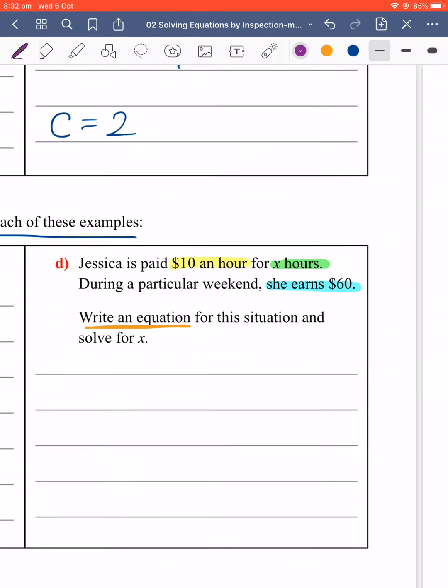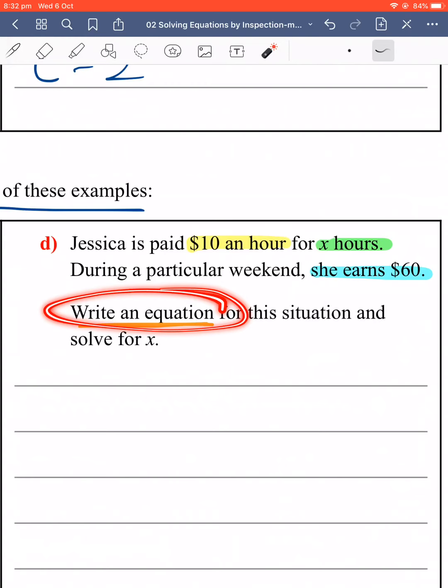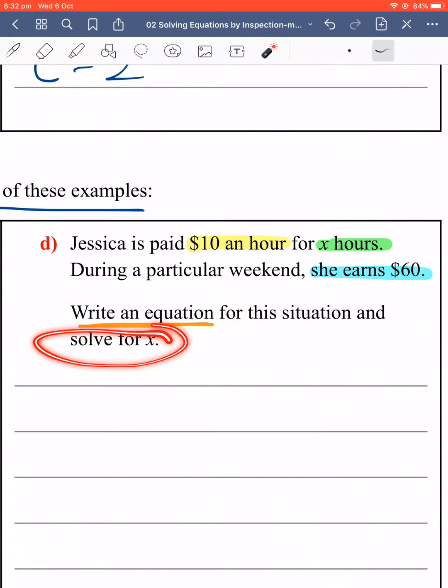Let's have a look at our last one. So again, go through, find the relevant information to make sure you're on track. So Jessica is paid $10 an hour, and we don't know how many hours she's worked. During a particular weekend, she earns $60. The first thing we need to do is write an equation for it, and then we are going to be able to solve it. So let's go on to that equation first.